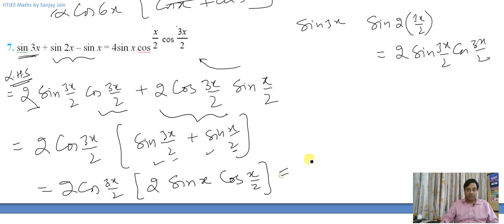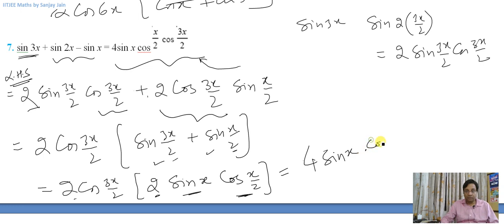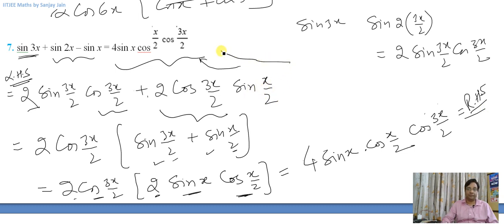Alright, so let us solve it. This 2 into this 2 will give you 4, and this is sin x. I am trying to write it in the form in which it is required, and then we have got cos x by 2, and then we have got cos 3x by 2. So yes, I have achieved the right hand side. So this is proved. Let us focus on the next question now.